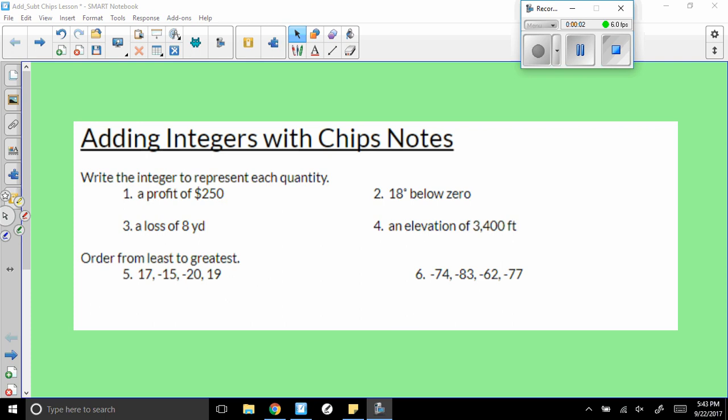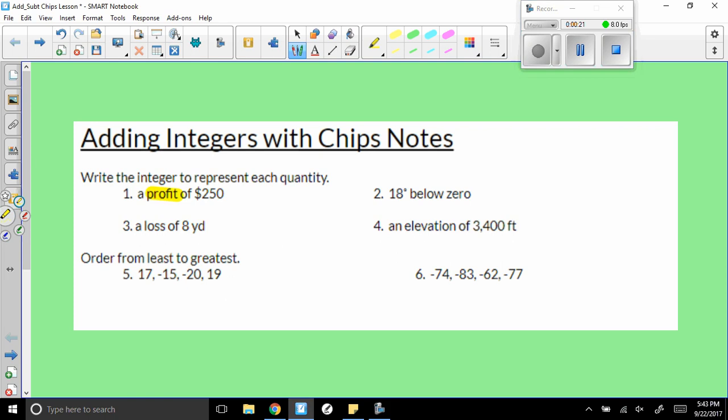Okay, today we're going to be learning about how to add and subtract integers using chips. So first, let's do a quick review on how we can decide if an integer is going to be positive or negative. I have a bunch of examples here at the top of your notes, and I want you to make sure that you're underlining the keywords with me as we go over it.